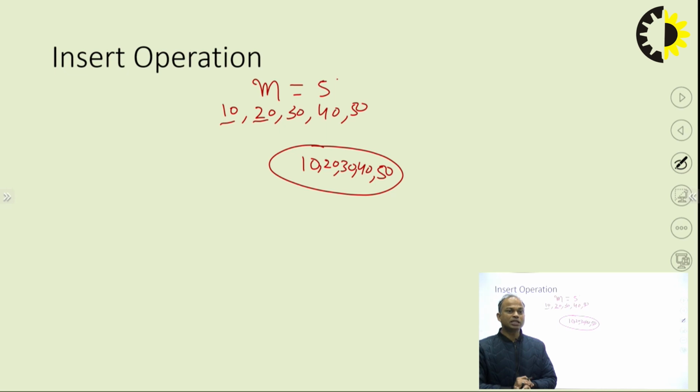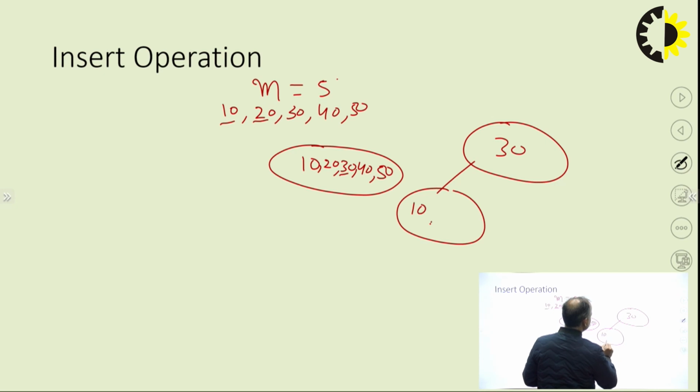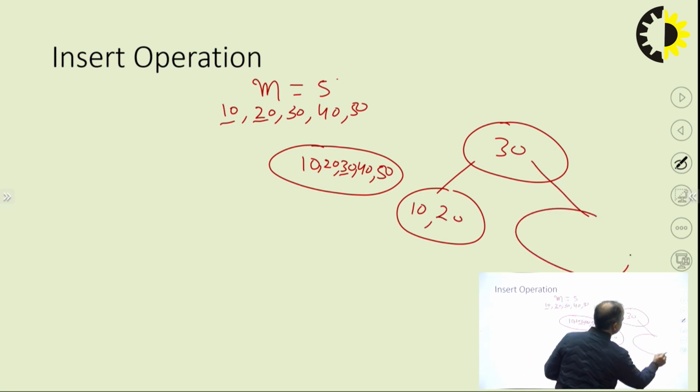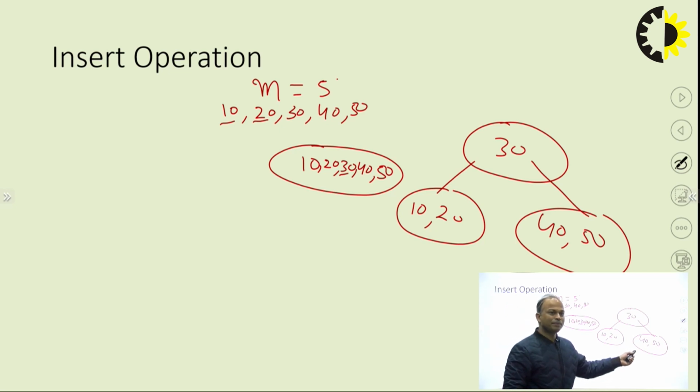Therefore, this node is split into 2 parts around the mid value. The mid is 30, so this is split into 2 parts. 30 will go up here, and 10, 20 and 40, 50 like this. Now the property of the B tree is satisfied here. You may see all the leaf nodes are at the same level, and the root has a minimum of 2 children.